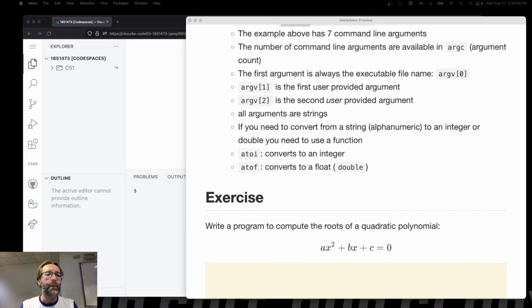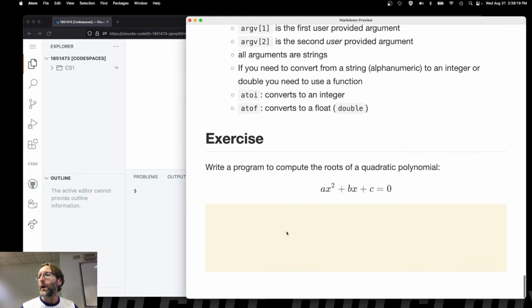Okay? So now that we've got that understanding, let's go ahead and combine that along with everything that we've done up to this point to do this nice little exercise here, right? It requires nothing more than high school math. I don't know if this is high school or grade school. Middle school maybe. ax squared plus bx plus c is equal to 0. That's a classic quadratic polynomial. It's a polynomial of degree 2.